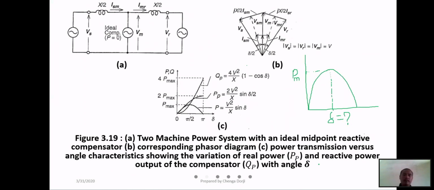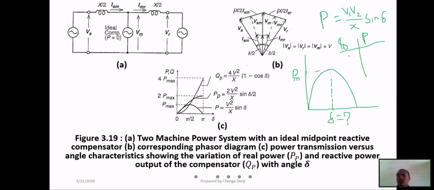At 90 degrees, when delta is 90 degrees, we have P equal to V1 V2 or Vs divided by X times sine delta. Now when you plot this against delta, you will get this. So the maximum power is at angle equal to 90. If you plot this way, this is your P and this is delta.